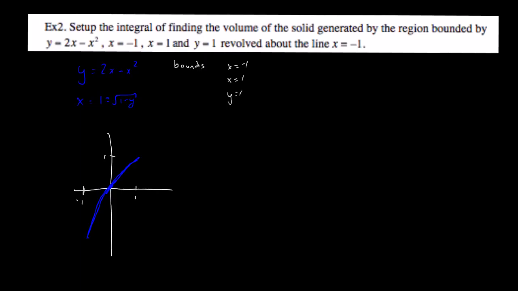So the key thing here is, what are we being revolved around? Well, it's around x is equal to -1. So if we draw our x is equal to -1 and we revolve it around and finish drawing our shape, the key thing is what we're hanging up on.